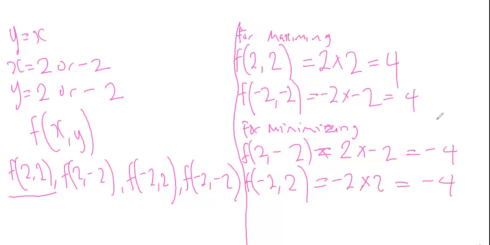So these are the extrema. For maximizing, we either use x equal to 2 and y equal to 2, or we can also use x equal to minus 2 and y equal to minus 2. We get the maximum value. And then for minimizing, we can use x equal to 2 and y equal to minus 2. We get the minimum value of minus 4. Or we use x equal to minus 2 and y equal to 2. We get the minimum value of minus 4.